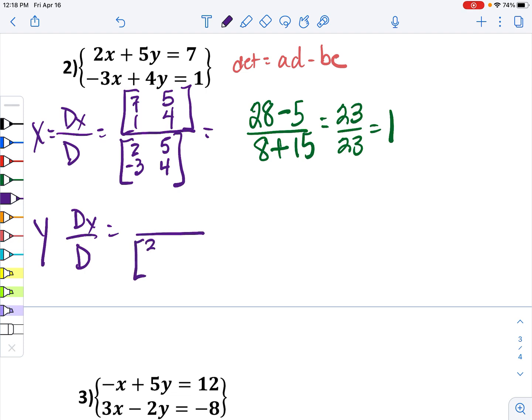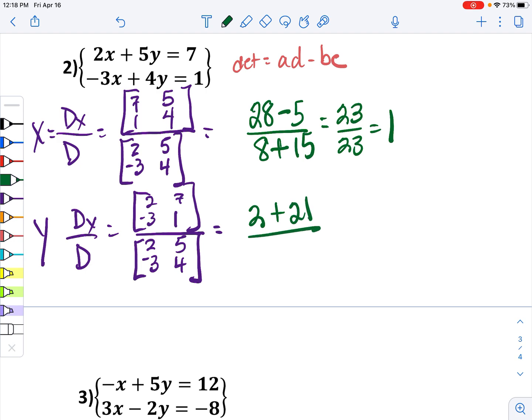Coefficient matrix stays the same, 2, negative 3, 5, and 4. This time I'm going to keep my coefficients for x, but I'm going to replace my y coefficients with my constants. And then I'm going to do AD minus BC. 2 times 1 is 2. Negative 3 times 7 is negative 21. So 2 minus the negative 21 becomes 2 plus 21. On the bottom, I have 2 times 4 is 8, minus a negative 15, so that's plus 15. So I have 23 over 23, which also equals 1. So my solution is 1, 1. 2 plus 5 is 7, negative 3 plus 4 is 1. It works.